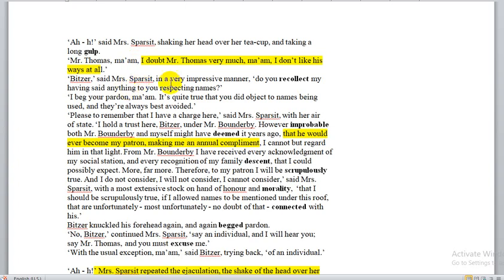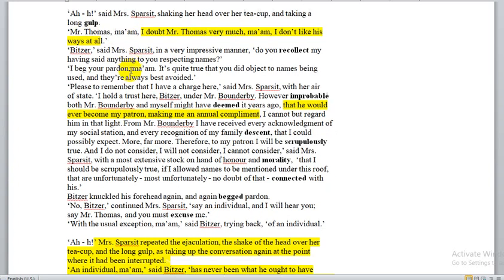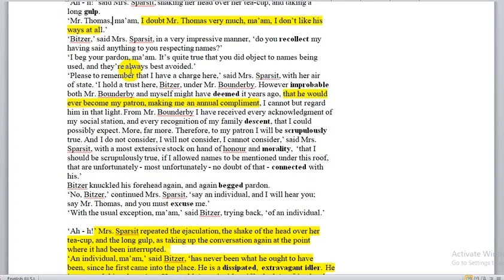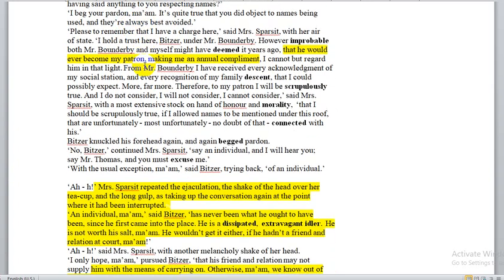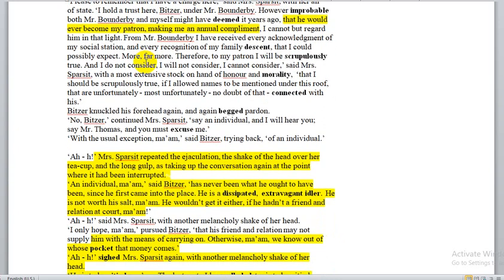Okay, here they are talking about Tom, Louisa's brother. "Mr. Thomas, I doubt Mr. Thomas very much, ma'am." This is Bitzer's opinion about Tom. "I don't like his ways at all." He doesn't like the way he behaves and acts. And of course, Sparsit must be sharing his opinion.